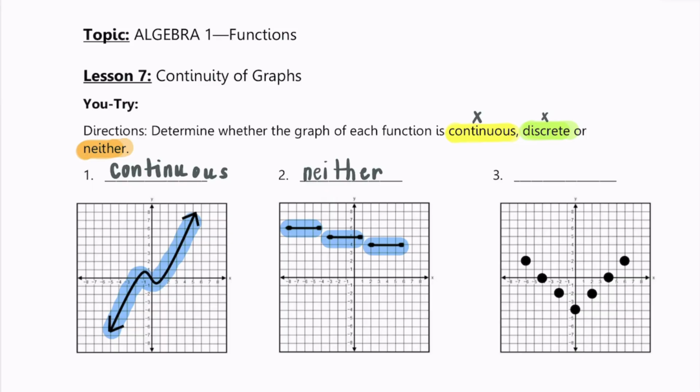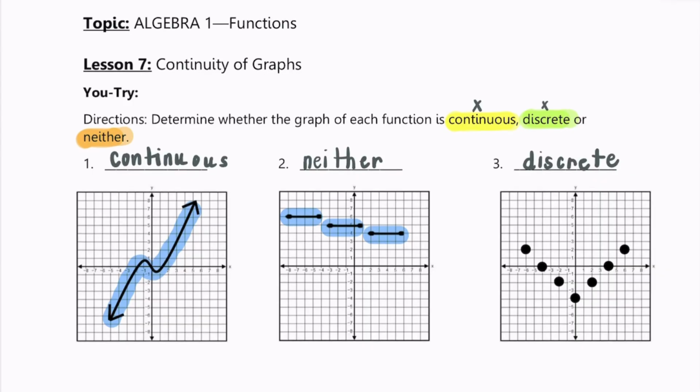And for number 3, I know it's not going to be continuous because I don't see a line or a curve. So my options are, is it discrete or is it neither? But since I see no lines and I just see a bunch of points plotted, I know this is discrete. Okay? So that's those 3 problems.